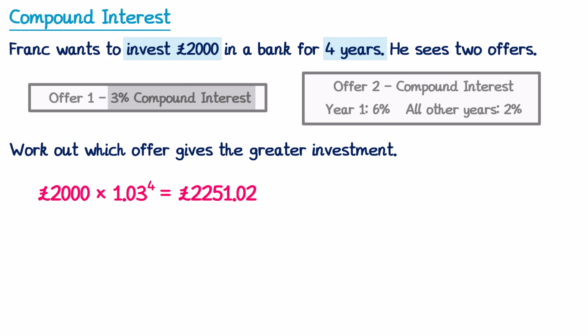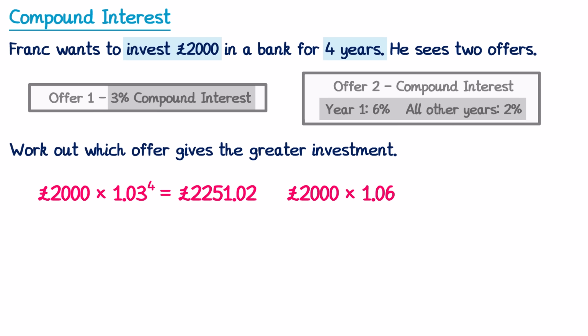Now for offer 2, which is slightly more complicated. In offer 2 it is compound interest, but year 1 is 6% and all other years are 2%. So for the first year we have £2,000, but we have an interest rate of 6%, so we need to multiply by 1.06. But we're not going to do this to the power 4, even though it's 4 years, because the rate of interest of 6% is only there for year 1. For all of the other years it's 2%.